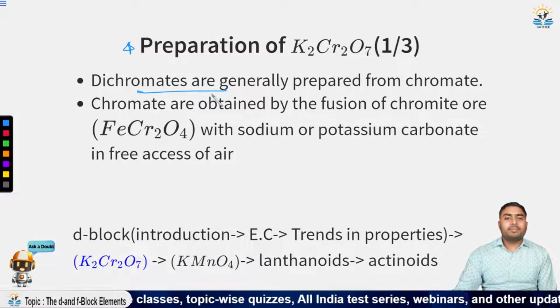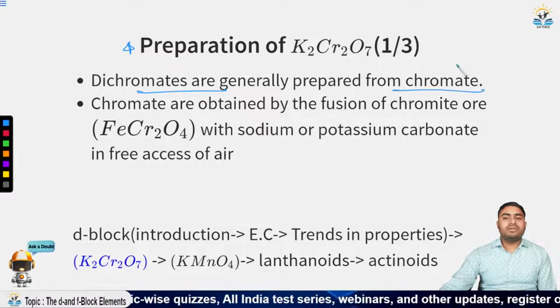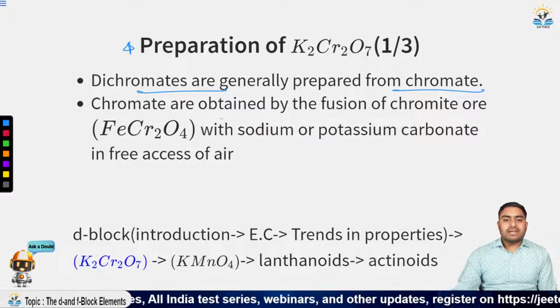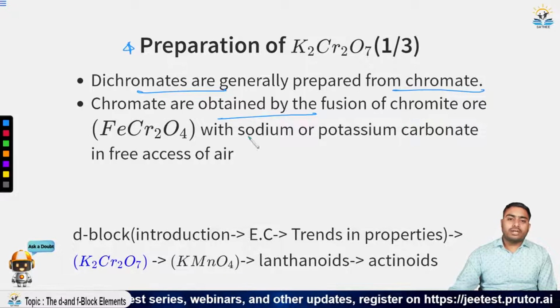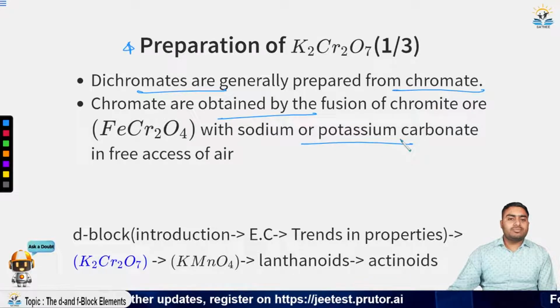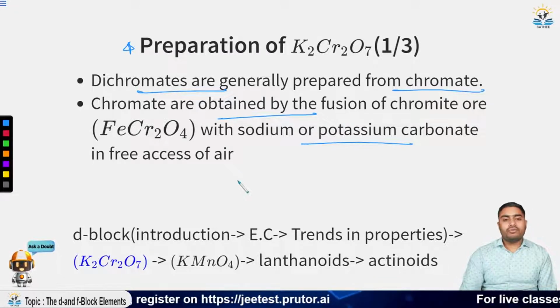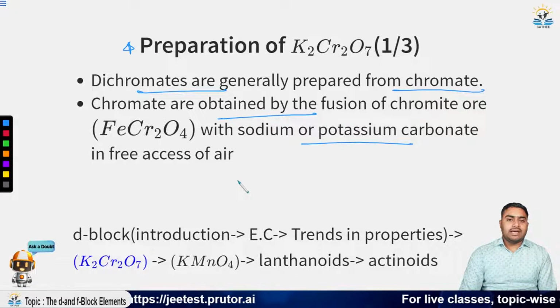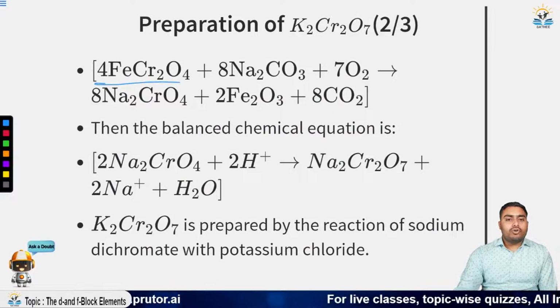Dichromates are generally prepared from chromates. First of all, we need chromates. Chromates are obtained by the fusion of chromite, which is FeCr2O4, with sodium or potassium carbonate in free access of air. You can see the reaction.